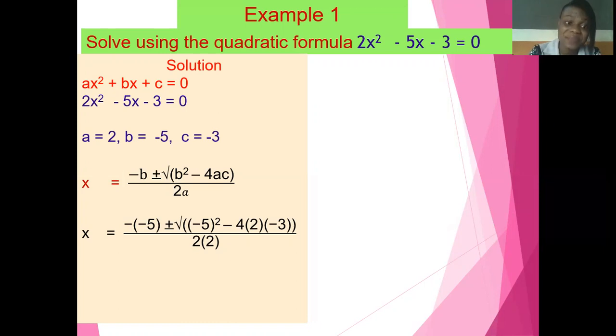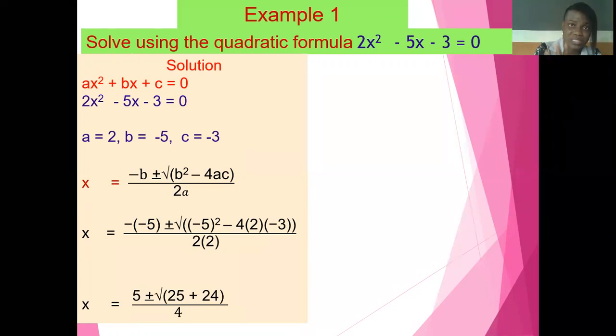So if we simplify, minus times minus 5 gives us plus 5. So that's just 5. Now, minus 5 all squared is 25. Now, the next part is minus 4 into 2 into minus 3. So let's take account of the signs first. There's a minus in the middle and there's a minus in front of 3, right? So that minus in the middle times the minus in front of 3 becomes a plus sign.